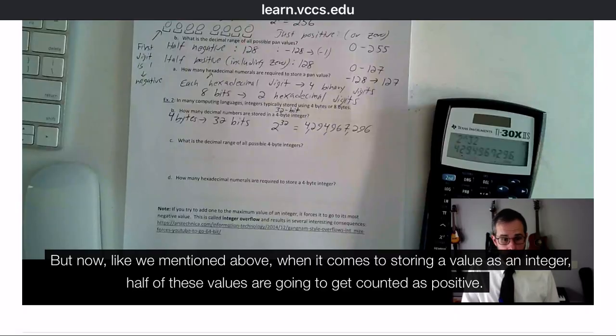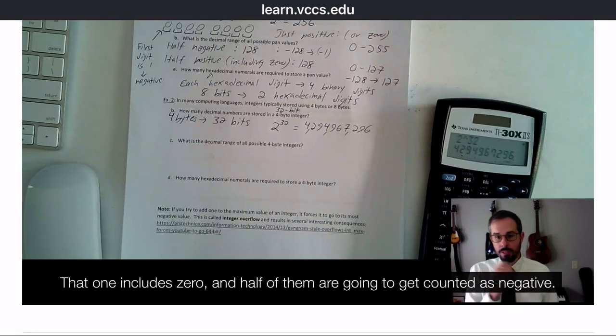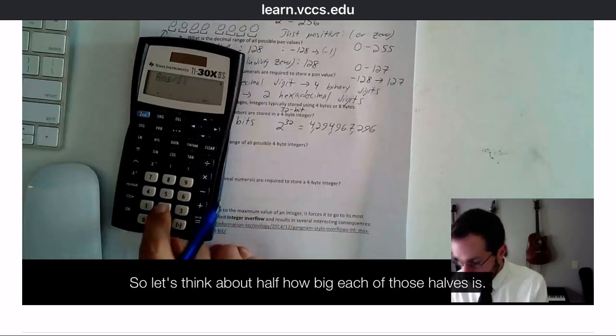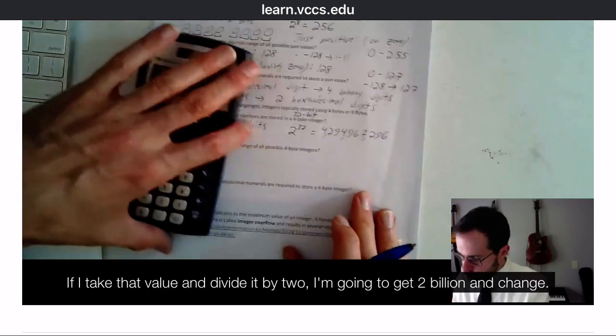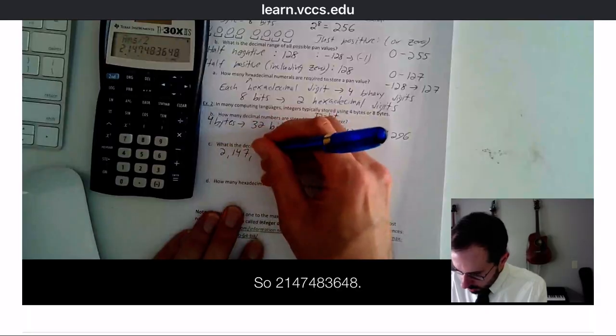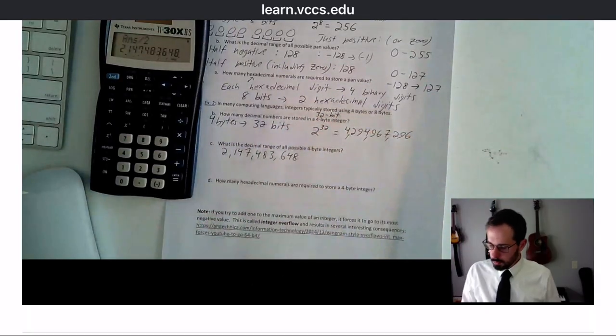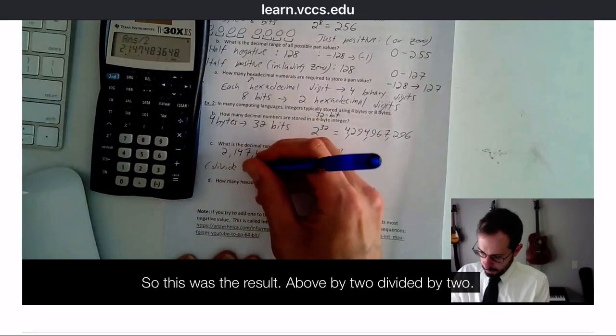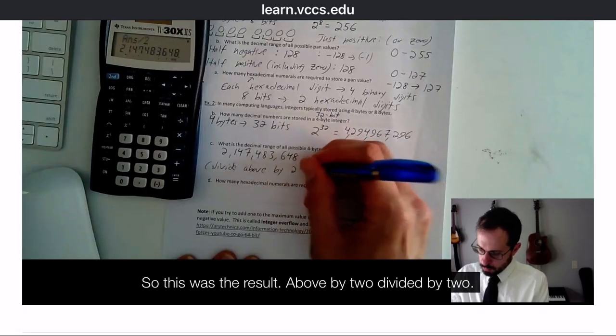But now, like we mentioned above, when it comes to storing a value as an integer, half of these values are going to get counted as positive, that would include 0, and half of them are going to get counted as negative. So let's think about how big each of those halves is. If I take that value and divide it by 2, I'm going to get 2 billion and change. So 2,147,483,648. So that was the result above, divided by 2.